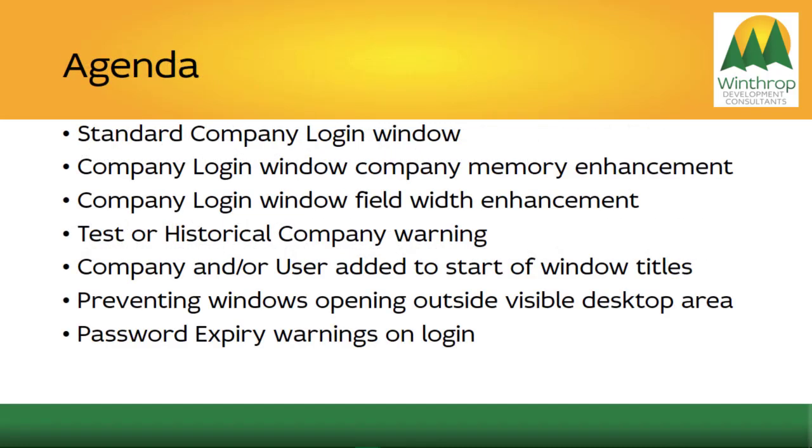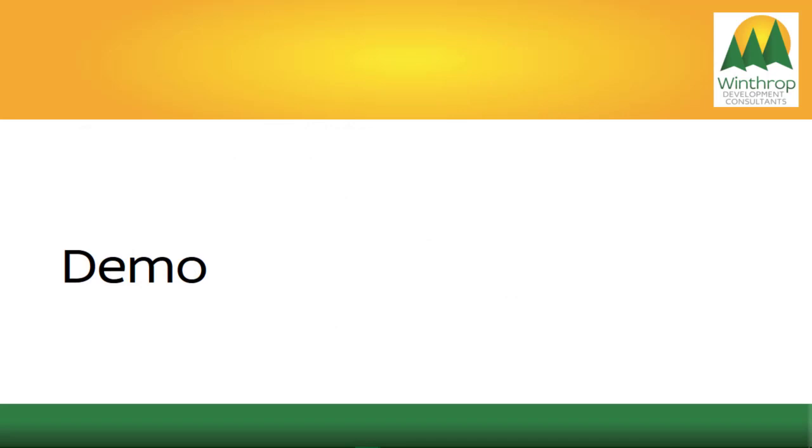Our agenda today is going to be, we'll look at first of all the standard company login window. Then we'll have a look at the company login window with the company memory enhancement, the company login window field width enhancement. Then we'll look at test and historical company warnings. We'll look at the company and/or user added to the start of window titles, preventing the window opening outside of the visible desktop area, and finally, password expiry warnings on login. Let's jump into the demonstration and show you what this is all about.